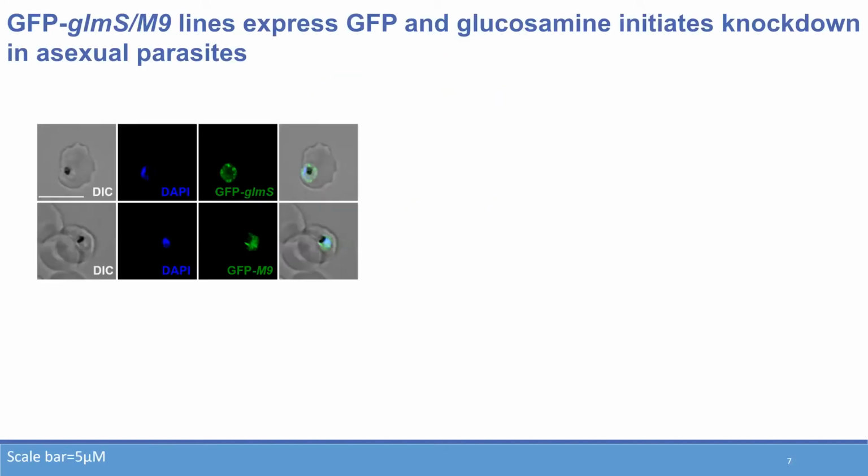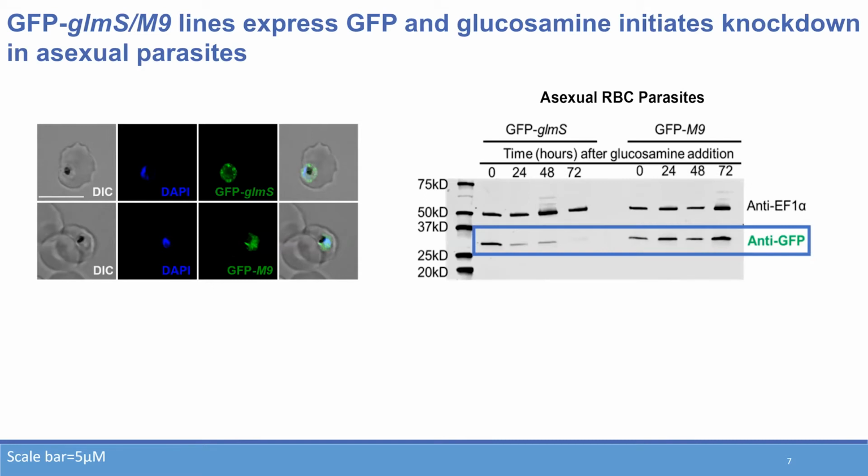The first panel I'm showing is just IFA of these transgenic parasites that I created, showing that they are indeed expressing GFP. We also wanted to make sure that when we add glucosamine to the asexual parasites, we are getting a reduction in GFP protein levels. To test this, we incubate the GFP-GLMS and M9 parasites with glucosamine. We take and saponin lyse parasites over a 72-hour period every 24 hours, and then run the lysates on a blot and probe for GFP, which is here, and EF1 alpha as our loading control. In the GLMS line, we do get this nice degradation in GFP protein levels as expected, but we do not see this in the M9 control, which is great.